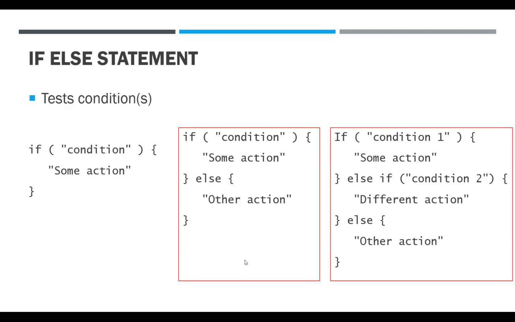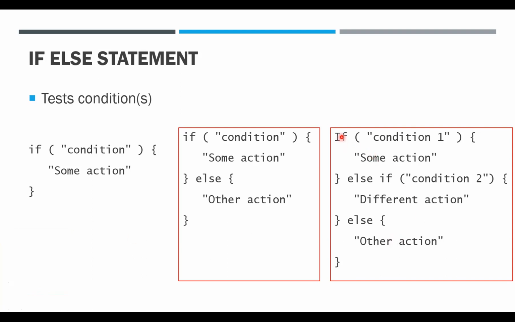And finally, you could have multiple else statements, right? So you can do: if condition 1 is met, then you would execute some action. But if condition 1 is not met, then with the second statement, else if, R will check the second condition, condition 2, and if this is satisfied, then a different action is executed. And maybe it doesn't satisfy any of those first two, then the third, other action is executed.